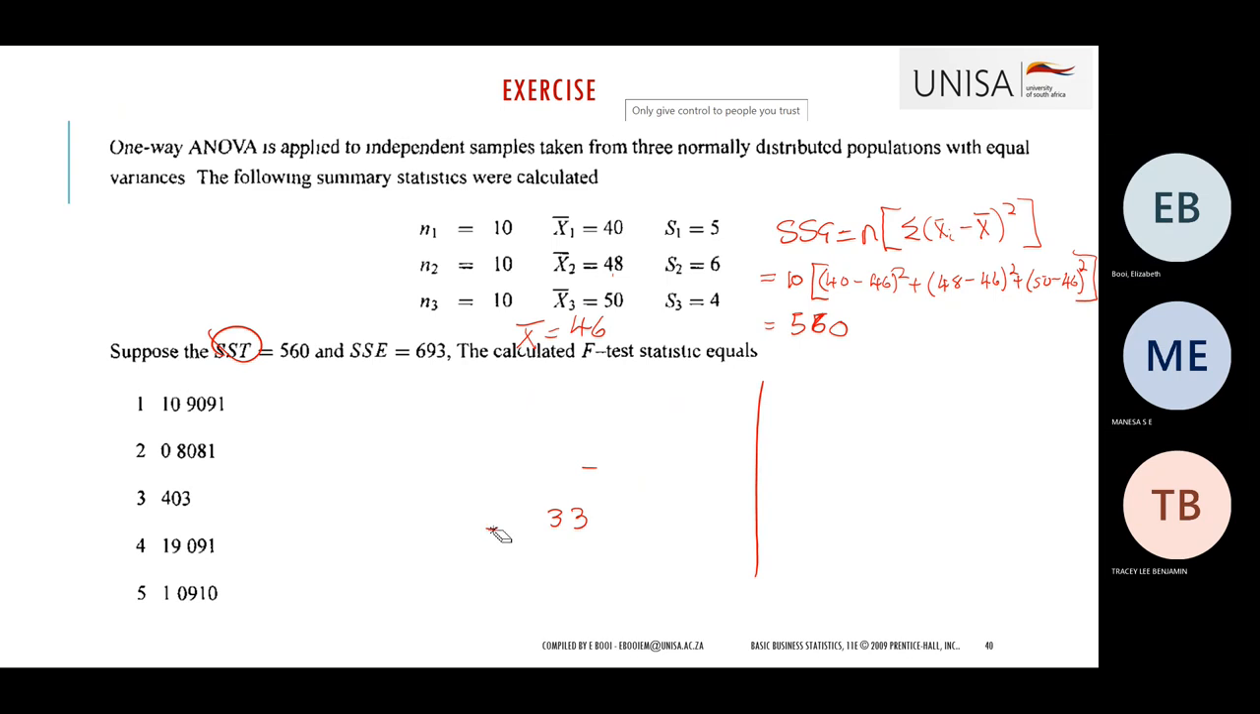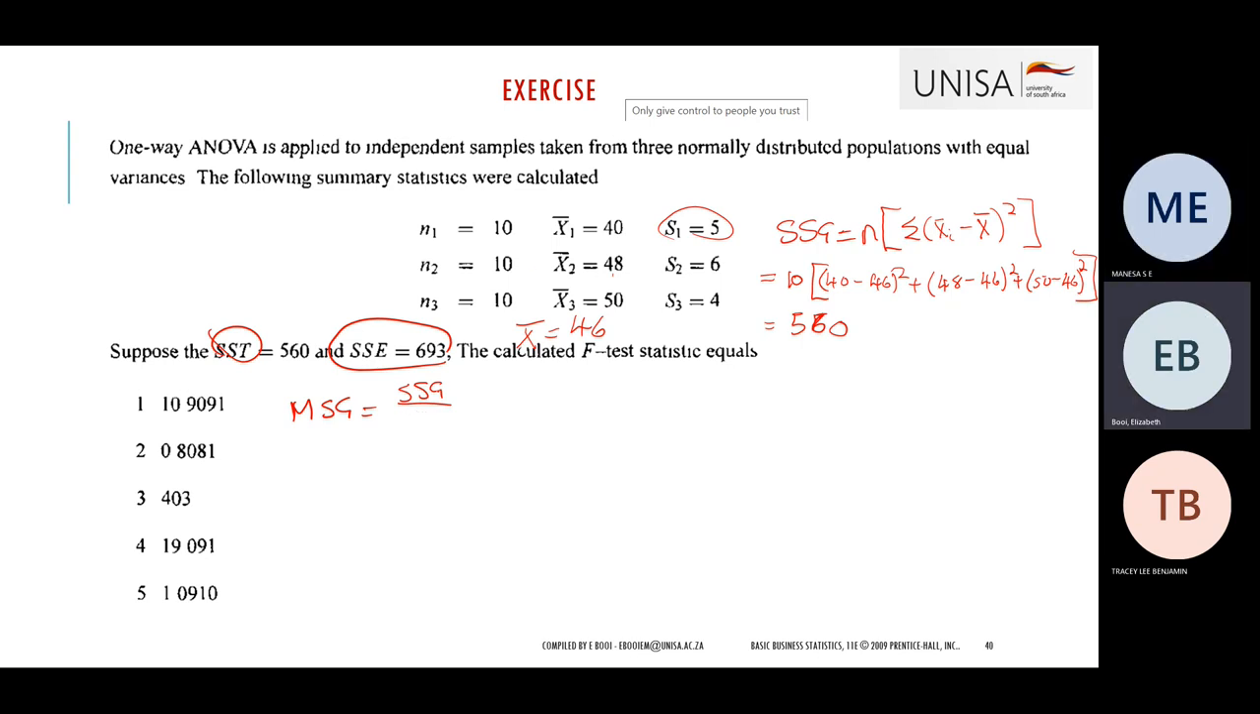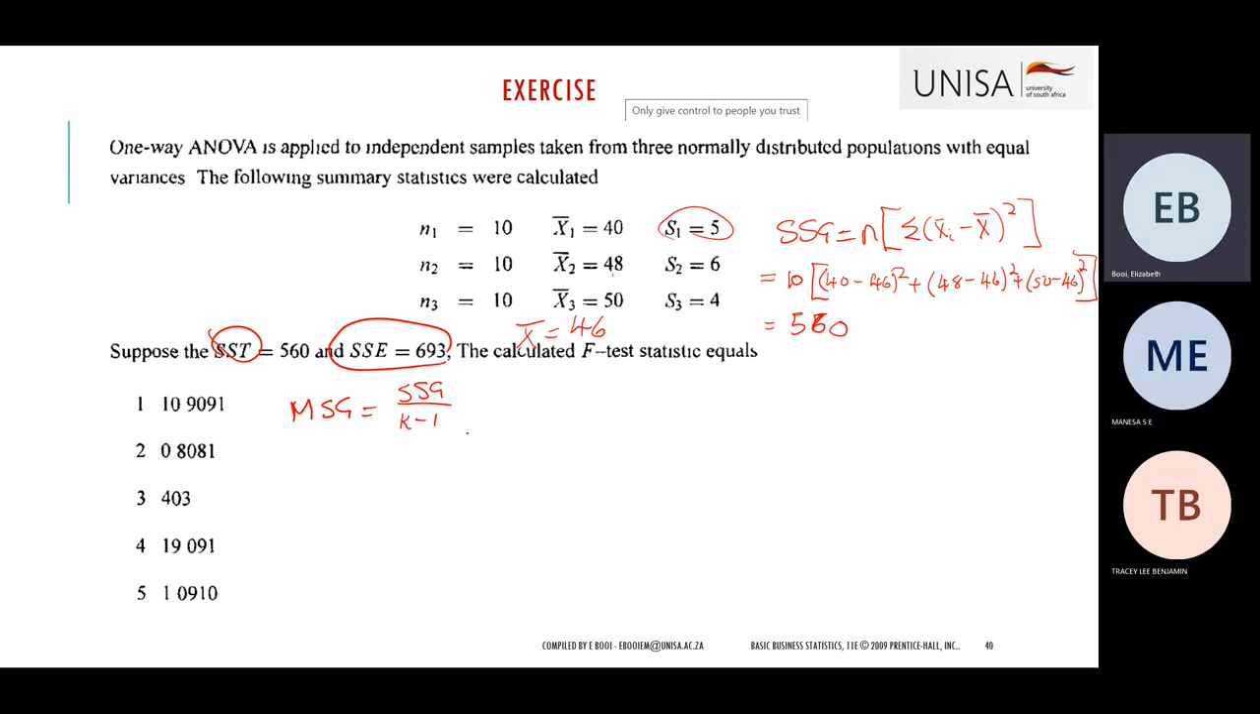Okay, but then it's fine because now we have SSG and SSE. We can calculate MSG, which is SSG divided by degrees of freedom. Maybe these are the degrees of freedom. I am not sure now, also with this question that they have. So that will be, no, it cannot be 5 minus 1. So there are three groups, so it will be K minus 1. Oh, okay. It is K minus 1.